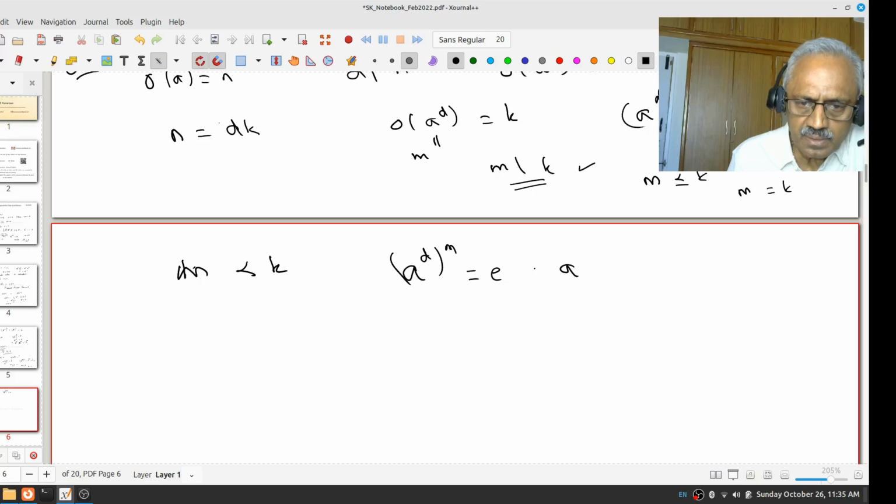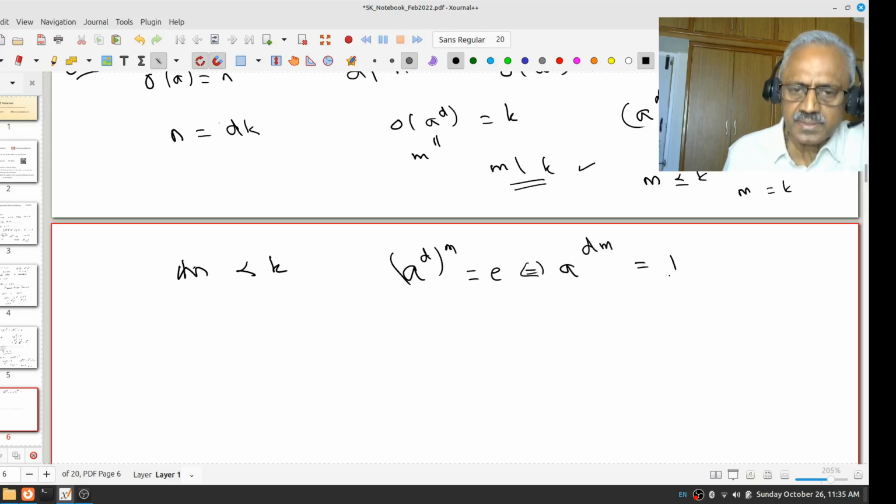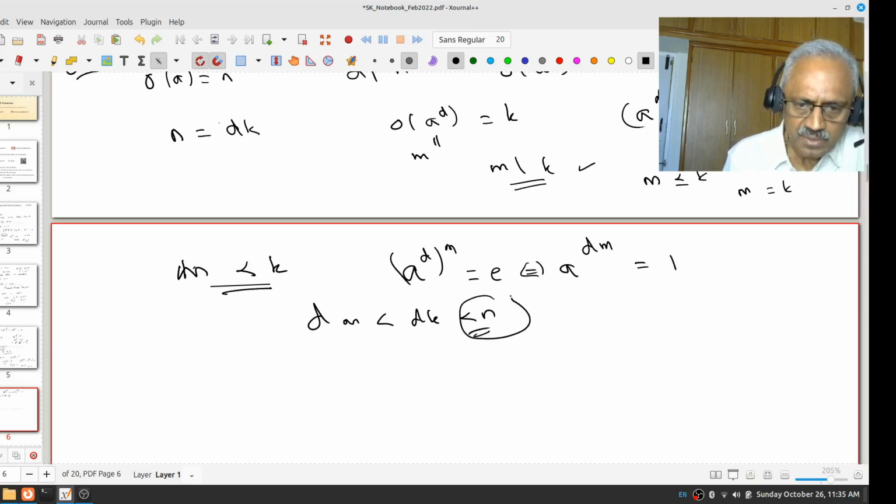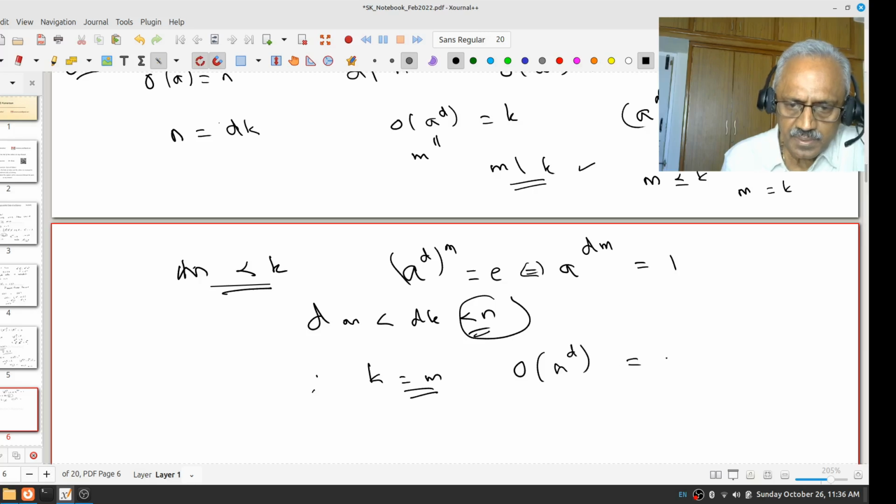That will mean a to the power dm is identity, right? But what is dm? Since m is less than k, dm is less than dk, but dk is n. You understand that? Therefore, a smaller power of a is identity. That's a contradiction to n being the order. Therefore, k equals m. That means the order of a to the power d is k, which is n by d.